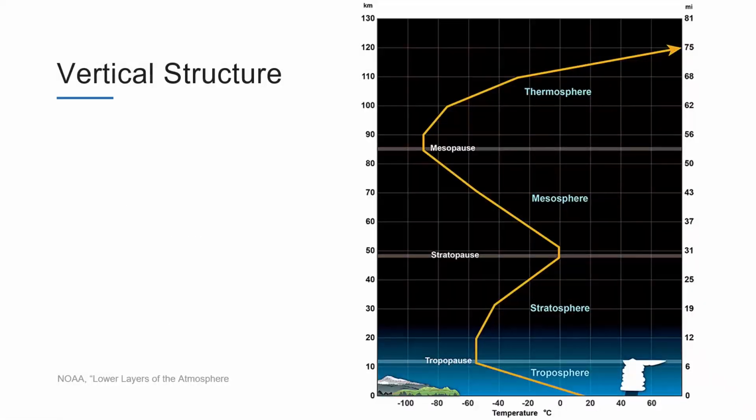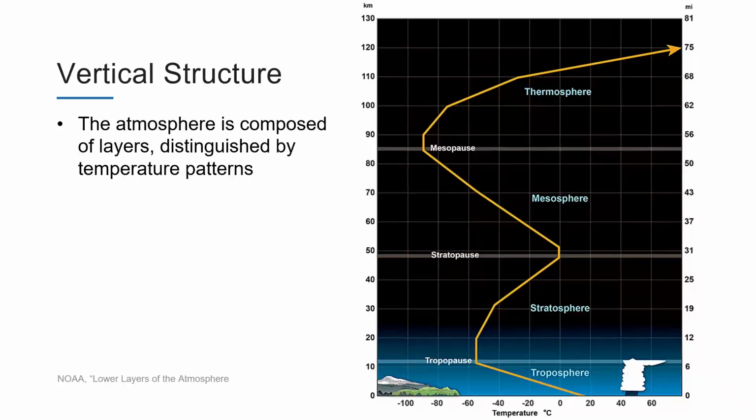Okay, so now that we know a little bit about the contents of the atmosphere, let's talk about its structure. The atmosphere is composed of vertical layers stacked on top of each other, and these layers are distinguished by temperature patterns. We can see the temperature pattern by looking at that squiggly yellow line on the graph. When it moves left, temperature is going down, and when it moves to the right, the temperature is going up.